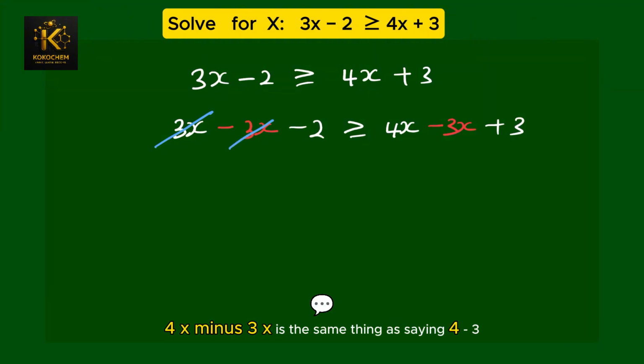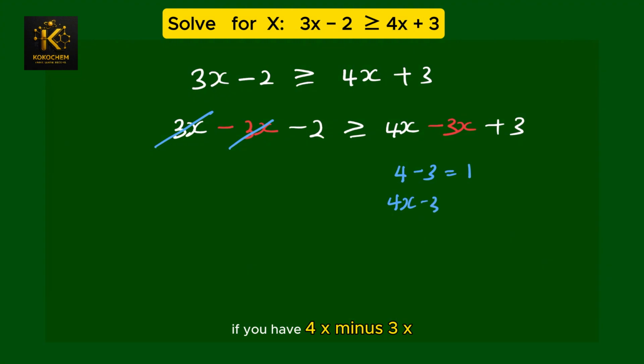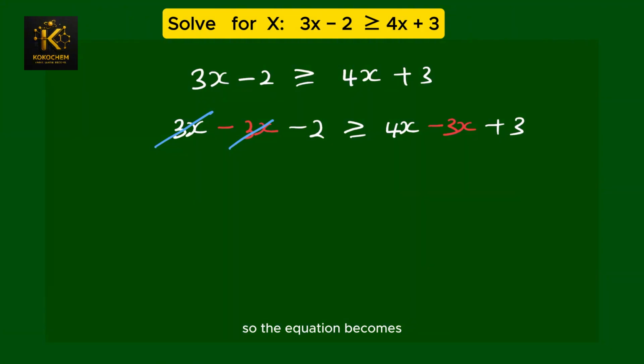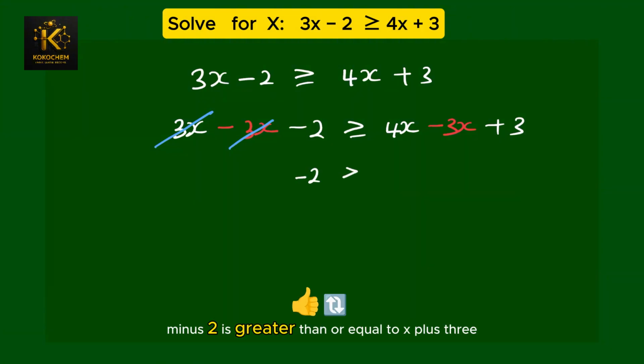4x minus 3x is the same thing as saying 4 minus 3, which will give you 1. So if you have 4x minus 3x, you will have 1x. But usually, the 1 in front of the x is left out. So when you have 4x minus 3x, you will get x. So the inequality becomes minus 2 is greater than or equal to x plus 3.